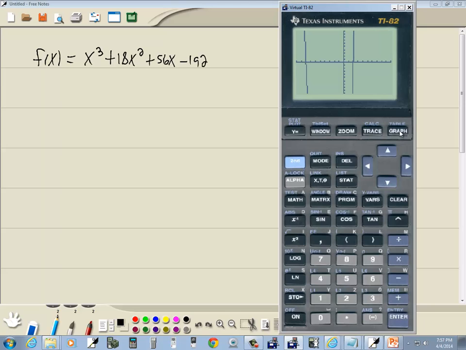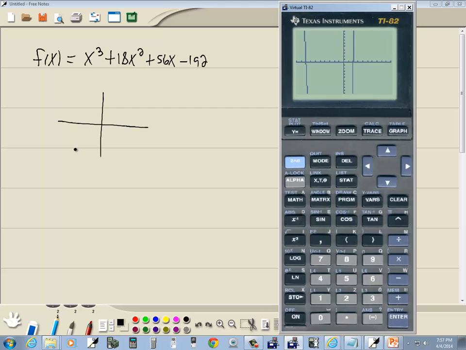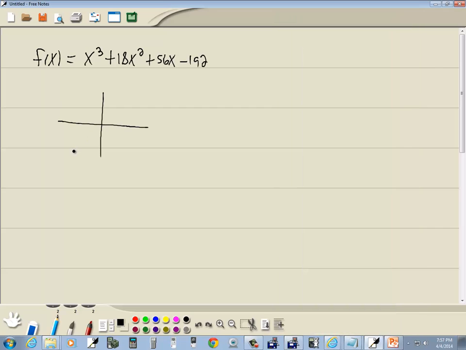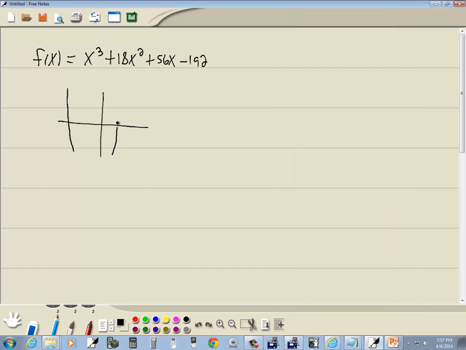Okay, so let me sketch that. It appears this graph's going up like this, and then the graph's going like this, and then it must go down here and look something like this. So that'd be your answer, right? Well, let's take a look at the leading coefficient test.